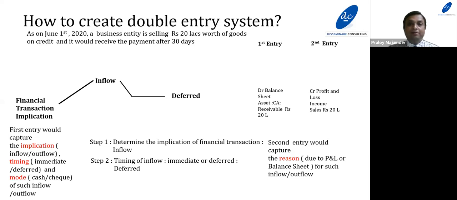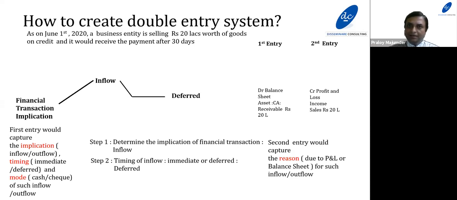So what we have learned is that any inflow, if it is immediate, can happen because of cash or because of check, or it can be deferred. In these three cases, the first entry will always be debit, balance sheet, asset. If it is immediate cash, then current assets, cash. If it is immediate but check, current assets, bank. And if it is deferred, then balance sheet, asset, current assets, receivable.